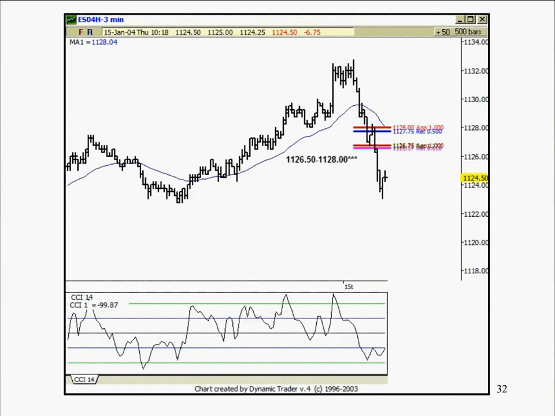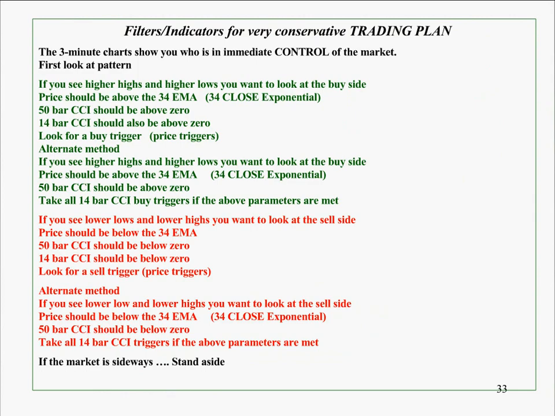This next example is also a 3-minute chart in the S&P, and here you had the same thing going on. Here's the zone. There's symmetry there, and it could have held, and you did get a little micro bounce off of there, but the warning sign was that you were below the 34 EMA at the time that you tested the support, and you were also below the 0 line with the 14-bar CCI. So those are a couple of filters.